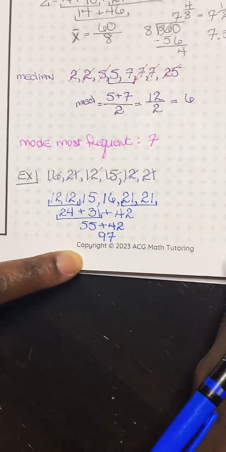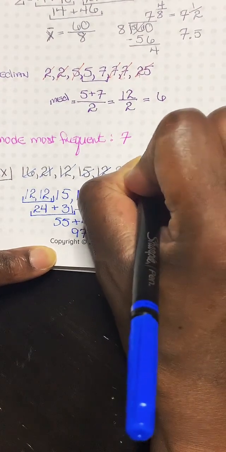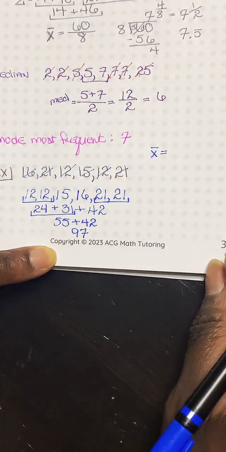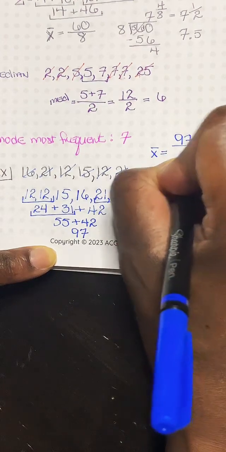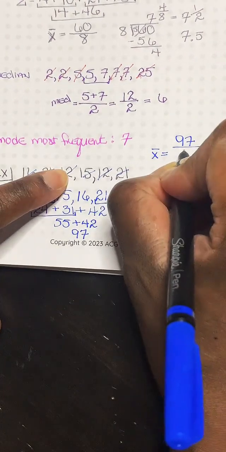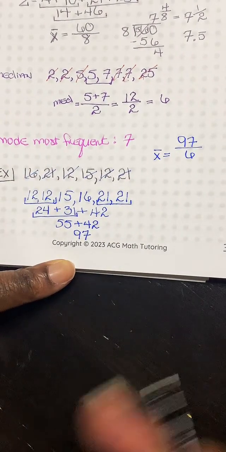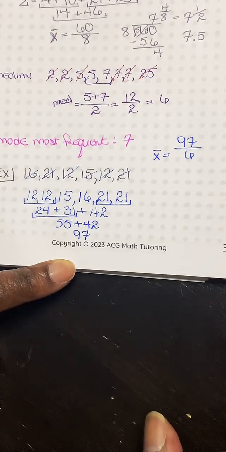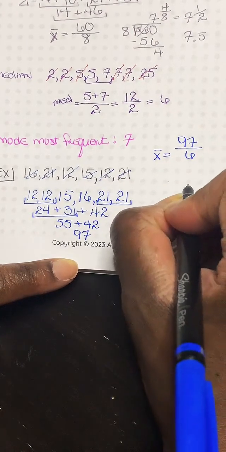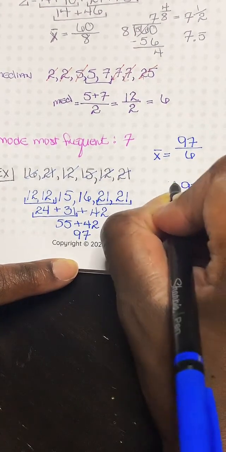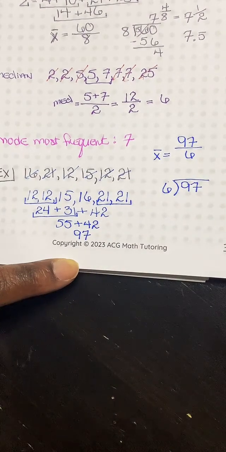Because if I want to find our mean, that's my symbol for mean. So we're going to take this 97 and we're going to divide by the 6 numbers that's there. So we're looking for the average number. So again, if we have to do it by long division, I know it takes some time. It really does. But this is what we got to do.